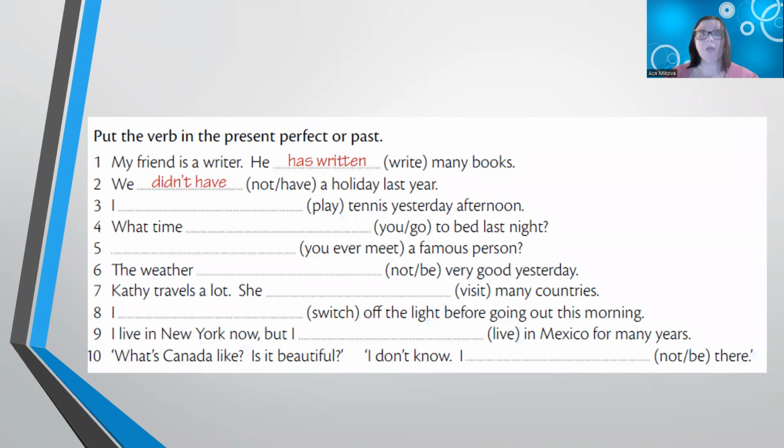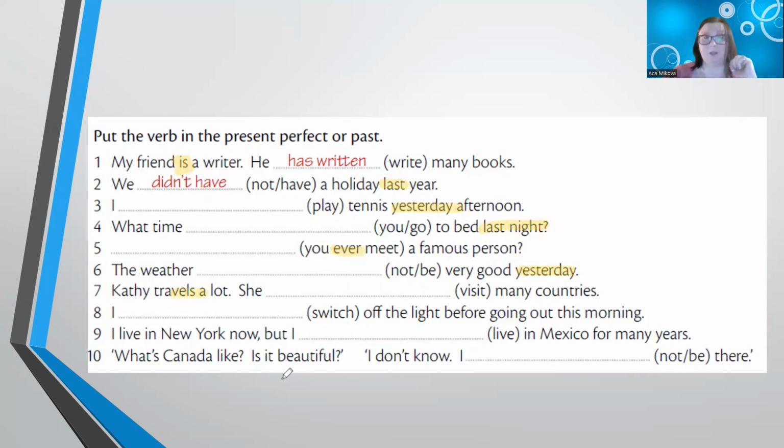So pause the video. Before you start doing the exercise, let's together look at the words which can help you to understand whether it is present perfect or past simple. For example, has written. Why? Because he is a writer now, so connected with present. But number two, last year, that is about the past. Sentence number three, we have yesterday, last night, ever, yesterday.